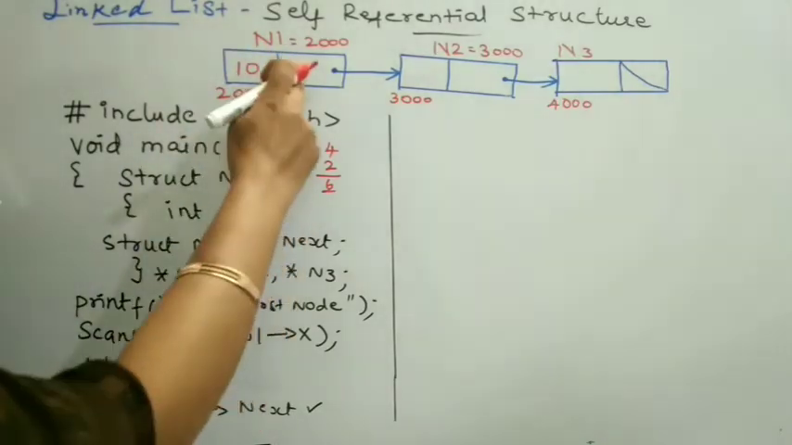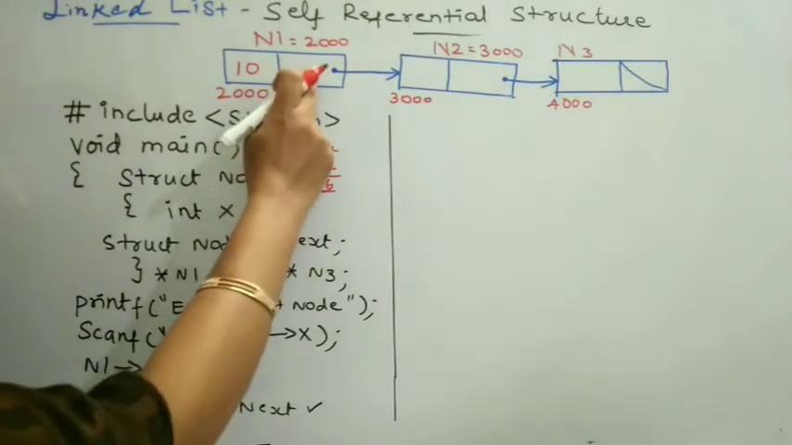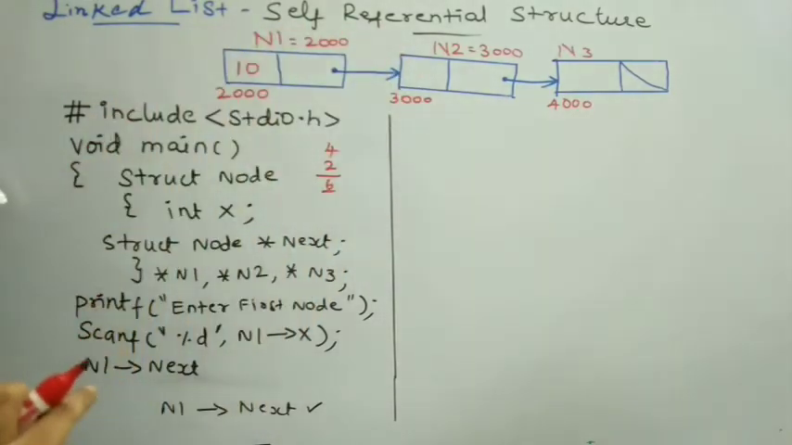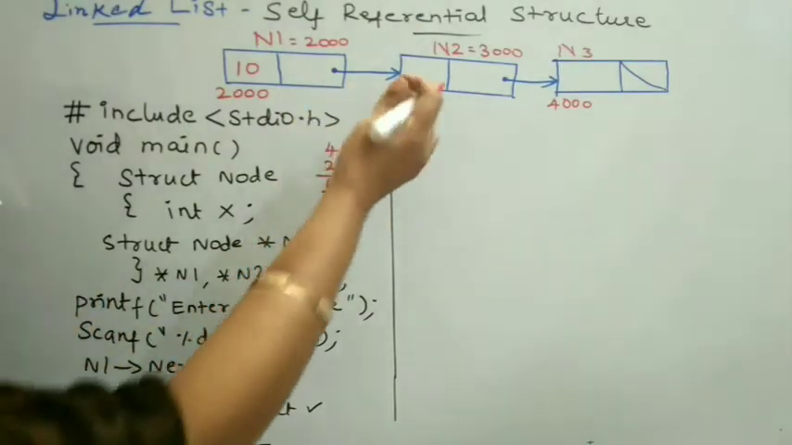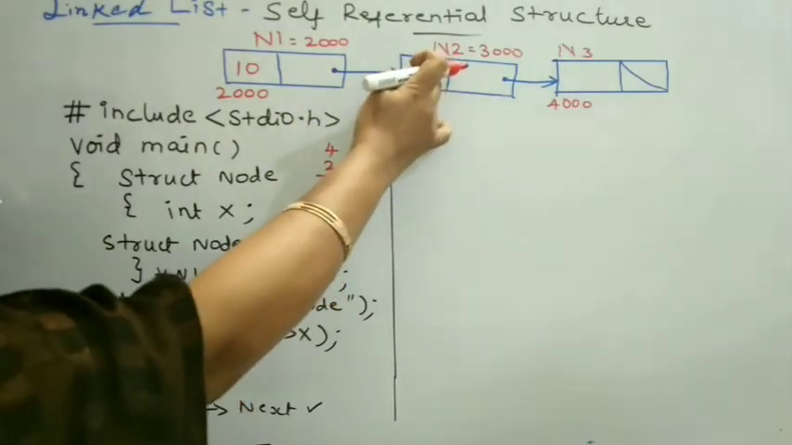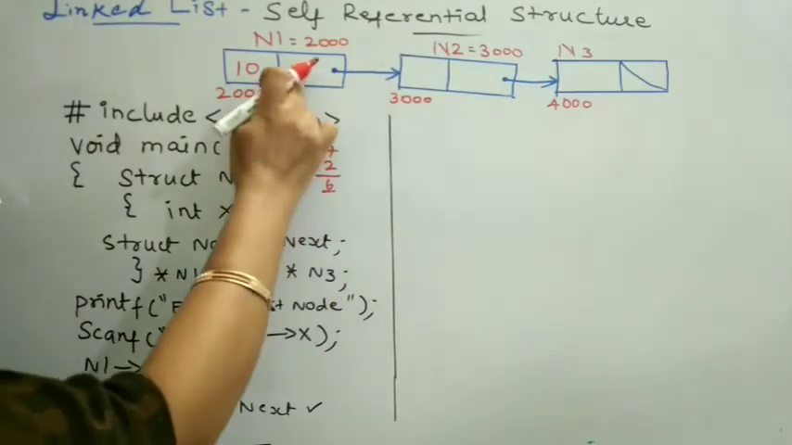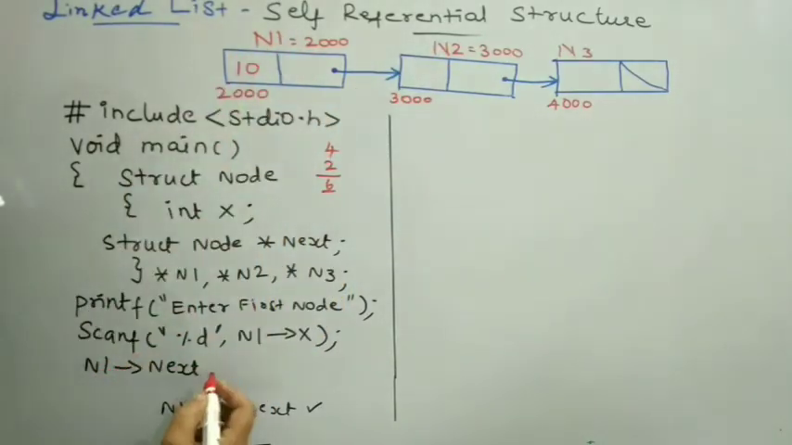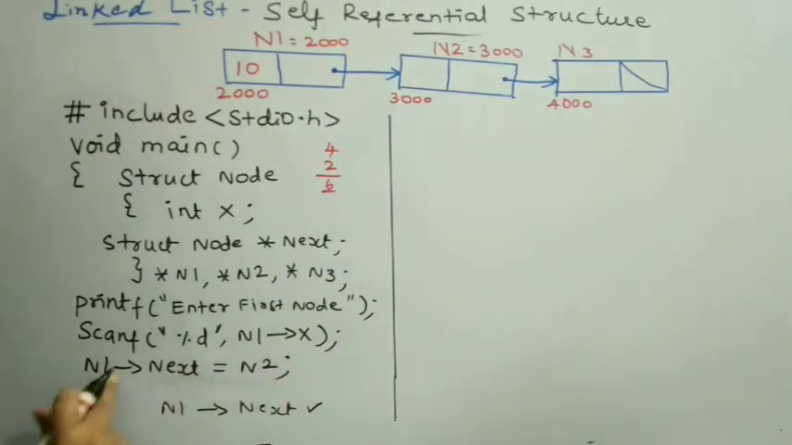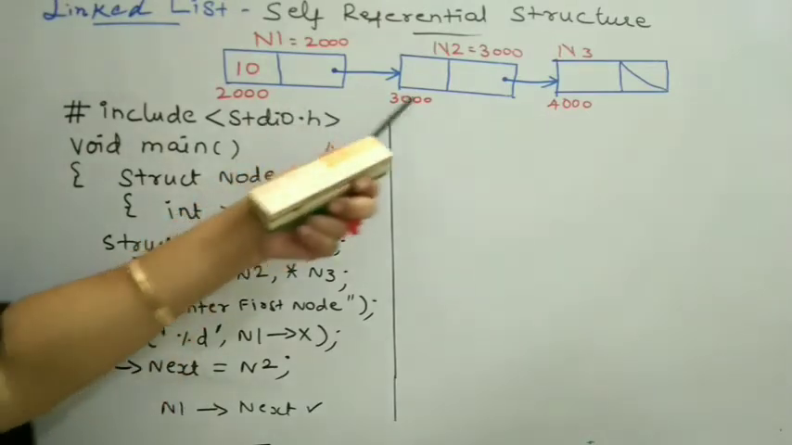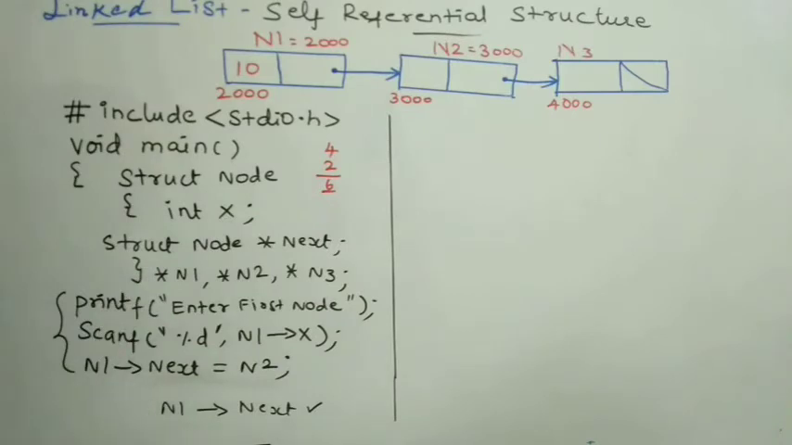So next, I need to initialize a value for this next. Next will be pointing to the memory address of the subsequent node, or the following node. So what is the starting memory address of this following node n2? It is 3000. 3000 needs to be assigned to n1 arrowhead next. The starting memory address of the subsequent node is stored in n2, so n2 is assigned to n1 arrowhead next. So we have successfully created the first node using these three statements. Like the same, I need to create the second node and the third node.